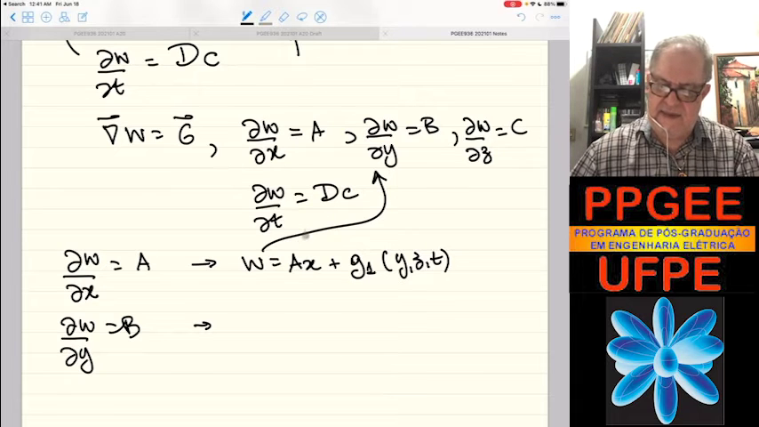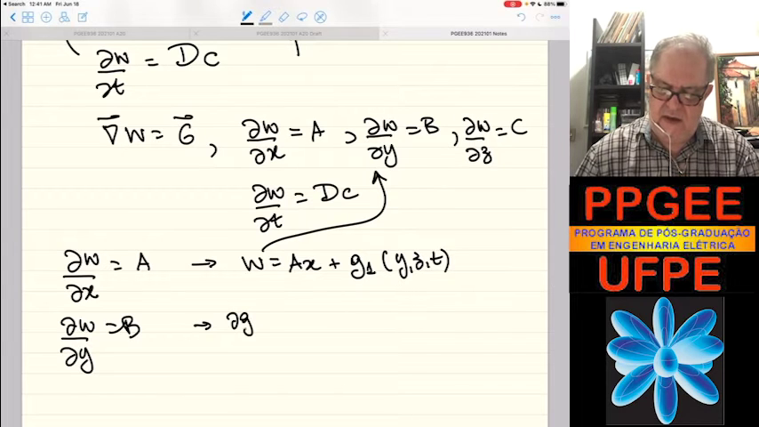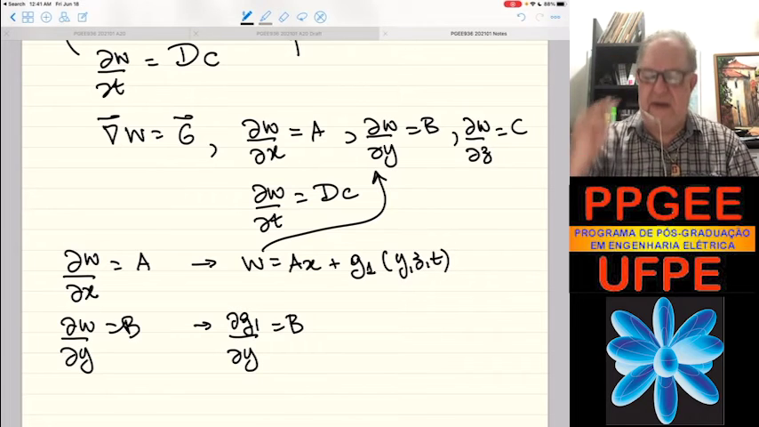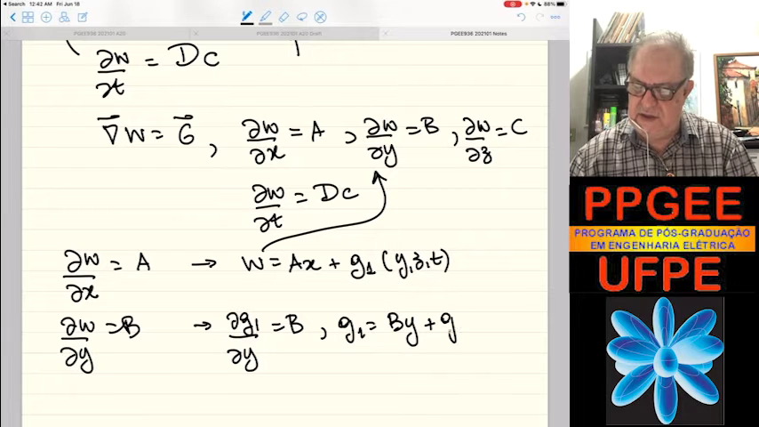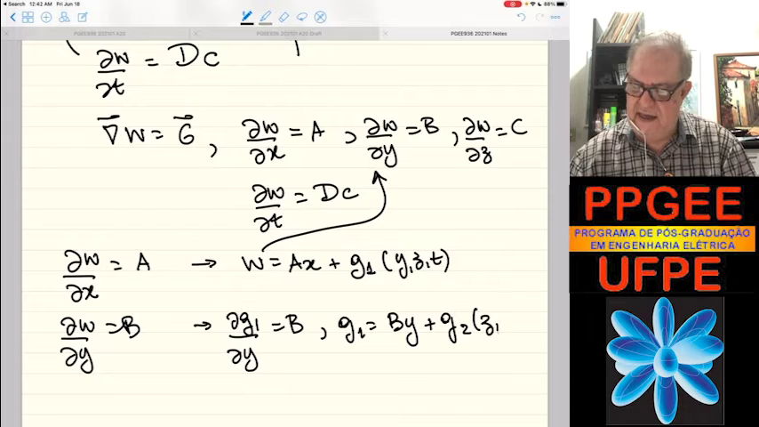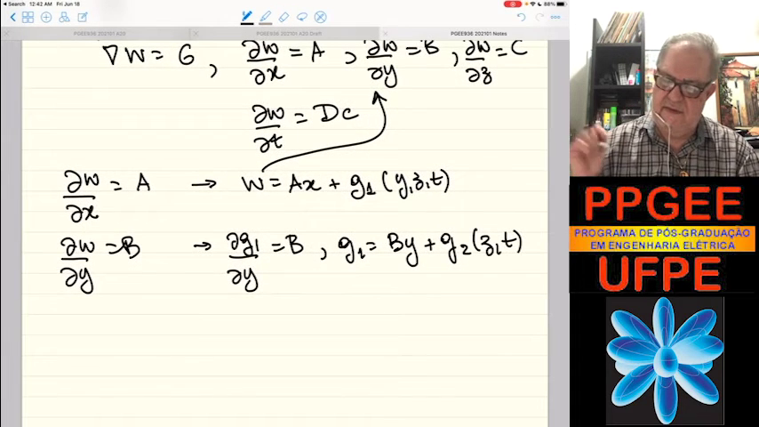But W is given by this one. So the W dy is the derivative of G1. dg1 dy equals B. Second integration now. G1 equals By plus G2 of Z and T. Right?